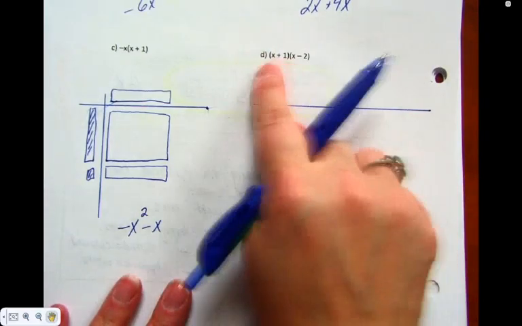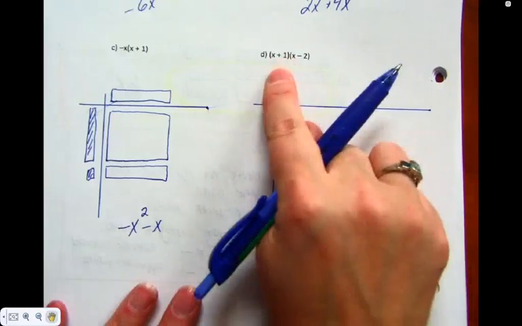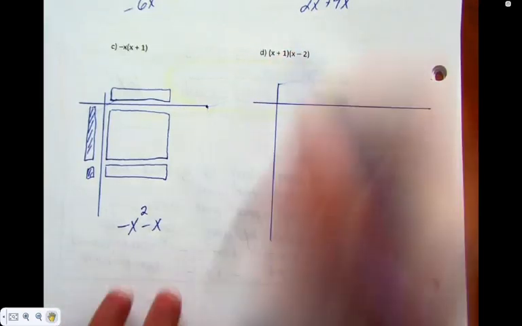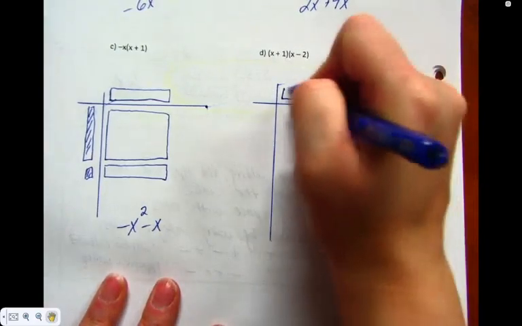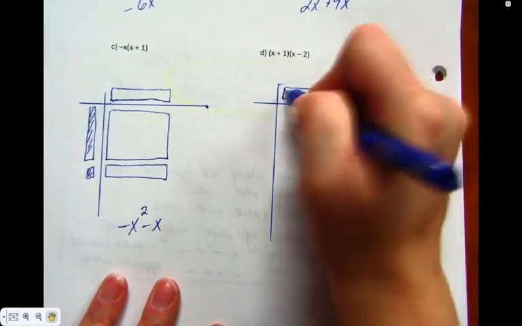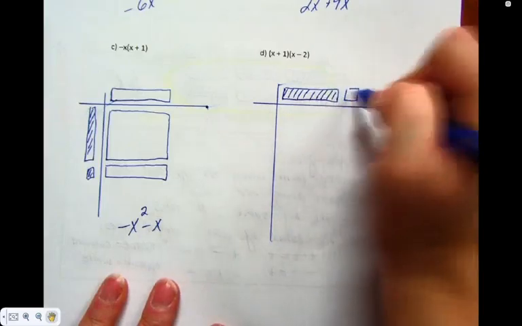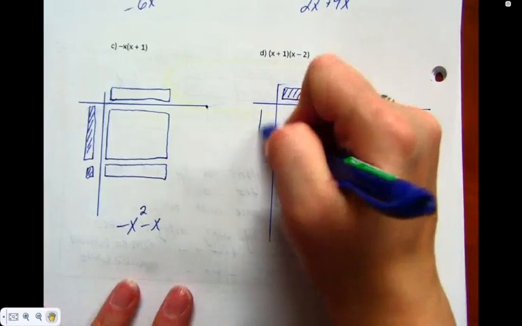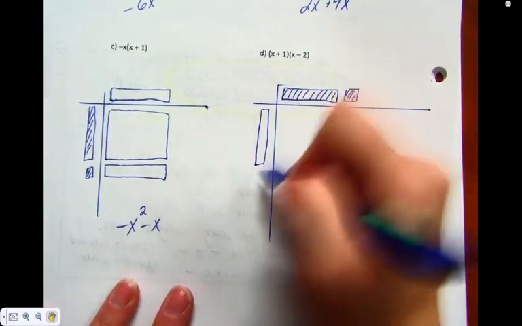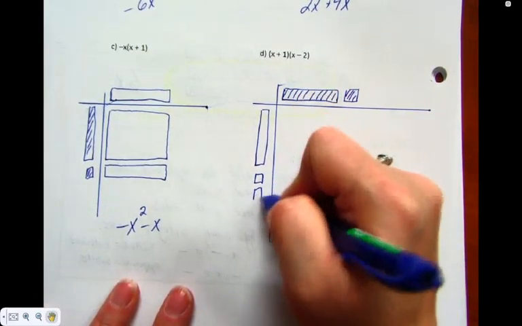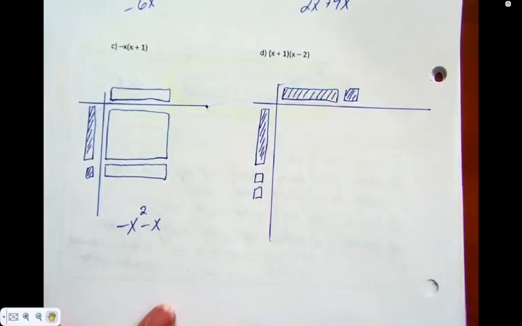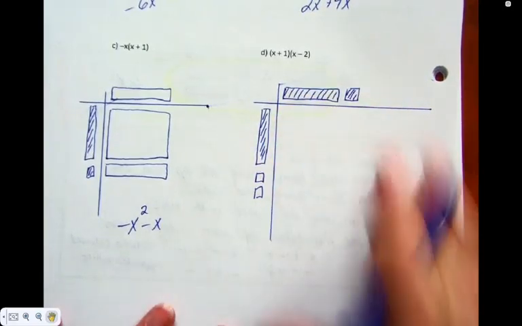This is the last we're going to do, binomial times binomial. So we're going to put 1 binomial on the top, 1 along the side. So how do I draw x plus 1? Okay, so it works no differently just because they're binomials. We still write one along the top, one along the side. Go ahead and draw in the answer section.